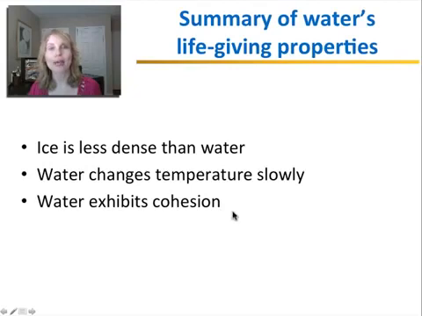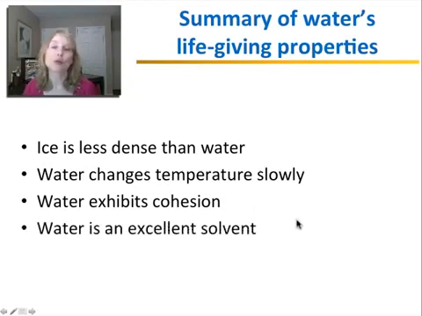as well as allowing plants to transport water even to great heights. And lastly, water is an excellent solvent, meaning that various molecules can dissolve in water easily, and all of these molecules are important to all of the biochemical reactions that take place in living cells.